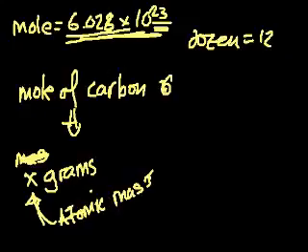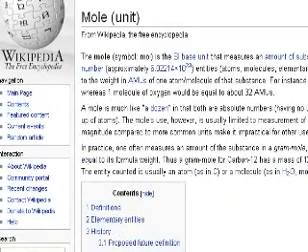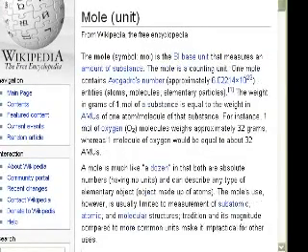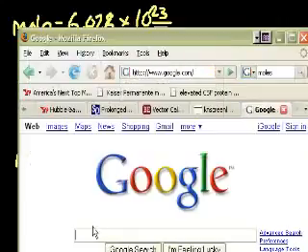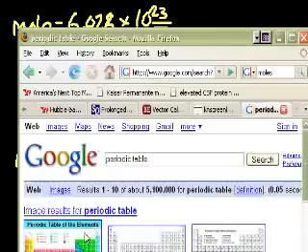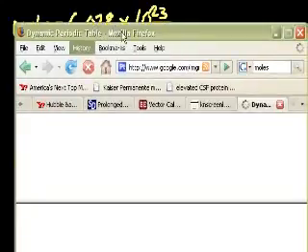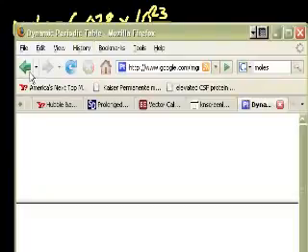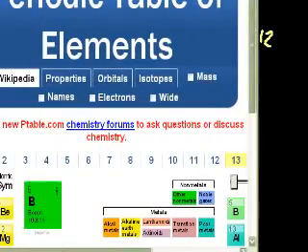Let me see if I can do a web search for a periodic table. See, I'm showing you what I do here. It's not fancy. So let me go to Google, google.com, and let's look up periodic table. Let's see if we can find a good one. This one looks good. Oh no, it looks like everything is freezing up too. Oh, there you go. So, periodic table of elements. Good.